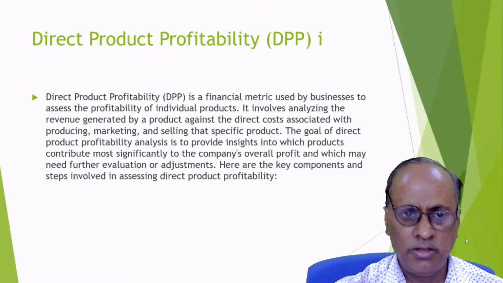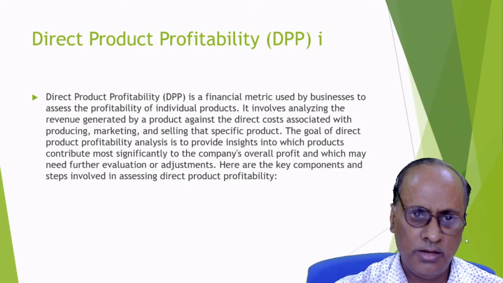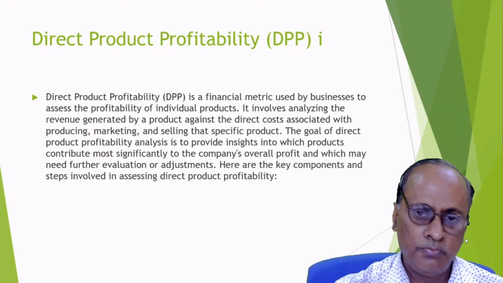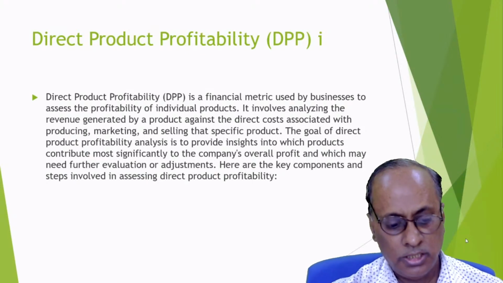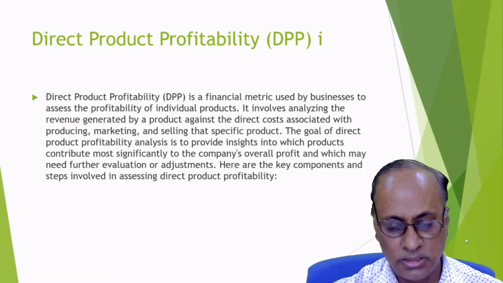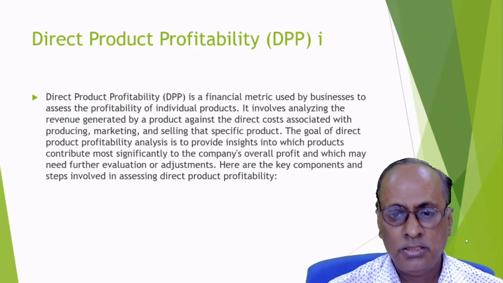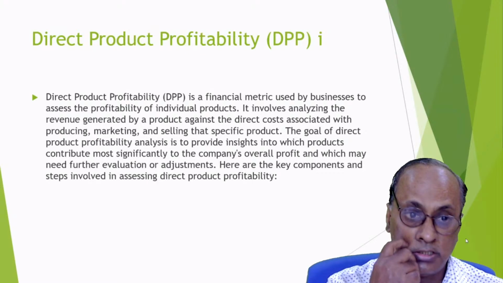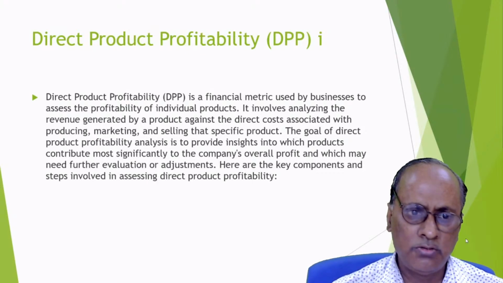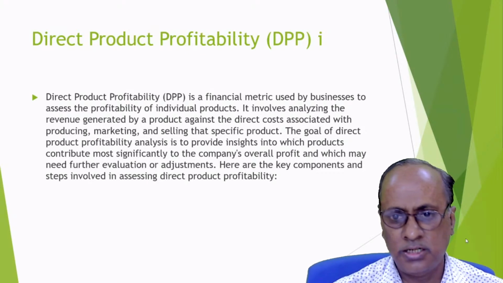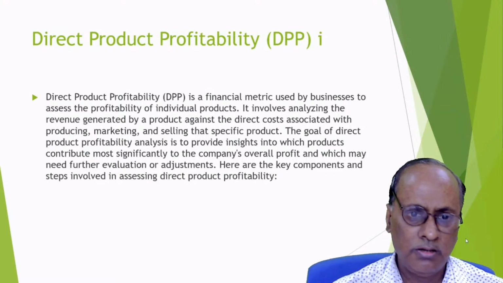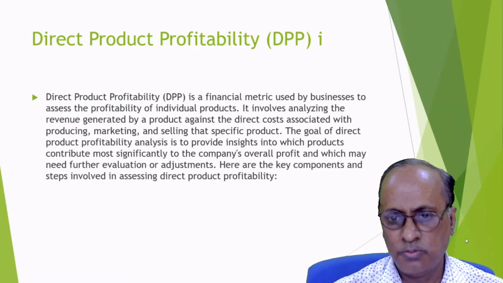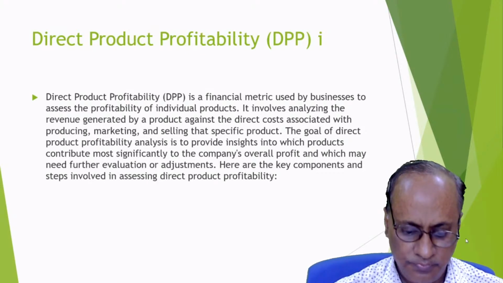Then another very important concept is direct product profitabilities. That means a company has a lot of products to produce, but there are certain products which give more profit to the organization, and there are certain products which give less profit to the organization. Therefore, it is a metric used by businesses to assess profitabilities. It involves analyzing the revenue generated by a product against the direct cost. The goal of direct product profitability is to provide insight into which products contribute more significantly to the company's overall profit and which may need further evaluation.